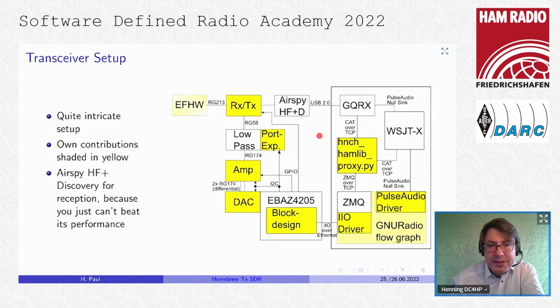I just showed you this picture here. What you also see in this design is that the yellow parts are the ones that I wrote myself, and the white ones are basically commercial off the shelf. You see that I used an AirSpy for receiving, even though last year I showed you my own software-defined receiver, but to be honest, you can't beat the performance of the AirSpy HF+ Discovery in this case. So this is why I used this setup. I use the AirSpy for receiving in connection with GNU Radio, and I use GNU Radio and my own design for transmitting. So this is how I get the best of two worlds.